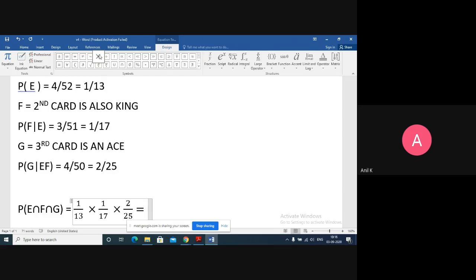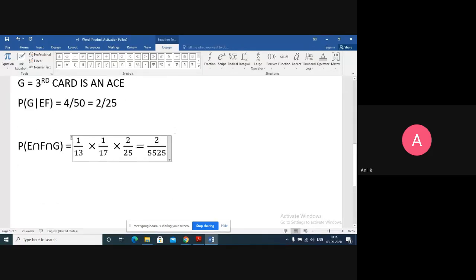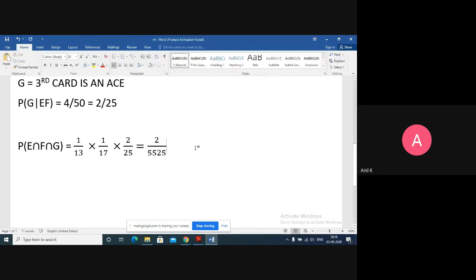If you want to multiply, you can try it out. What do you get? 13 into 17 into 25, I think it is 5,525. So this is the probability of getting the first card as king, second card as king, and third one as an ace.